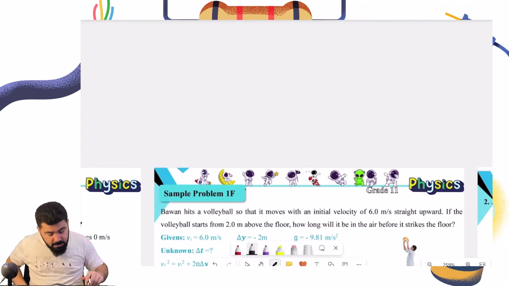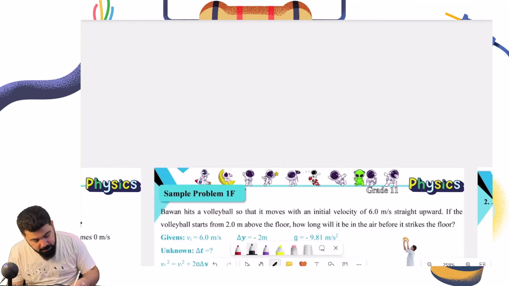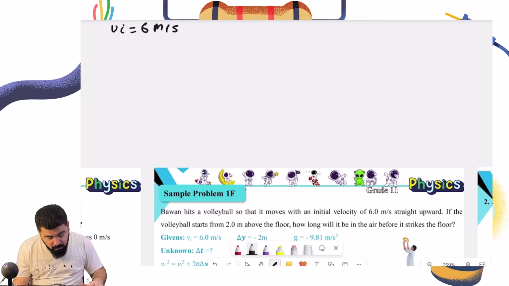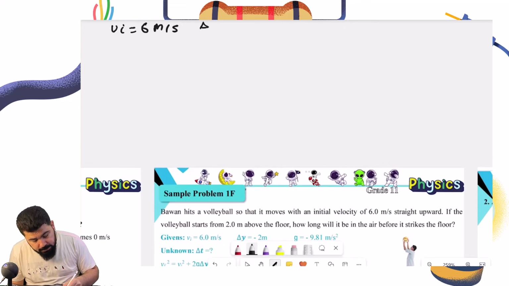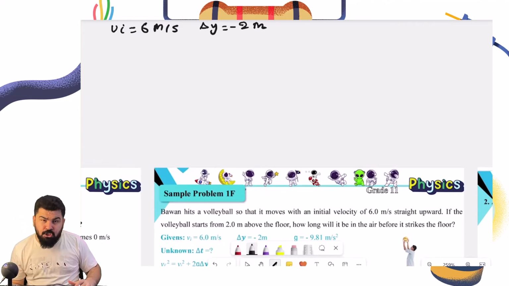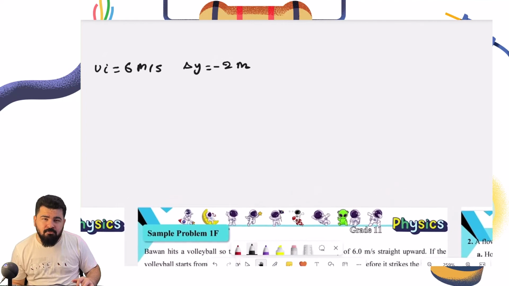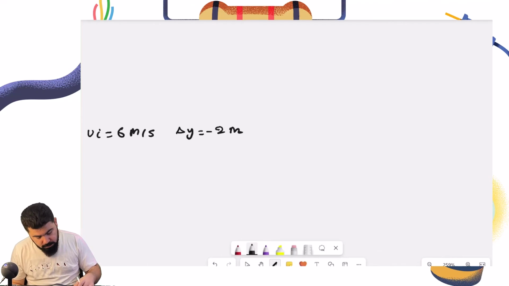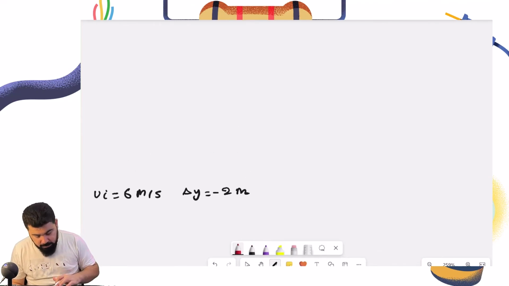A player hits a volleyball so that it moves with an initial velocity of 6 meters per second, so V initial is equal to 6 meters per second. If the volleyball starts from 2 meters above the floor, how long will it be in the air before it strikes the floor? Delta y is equal to negative 2 meters. Let me draw this for you so you better understand this.